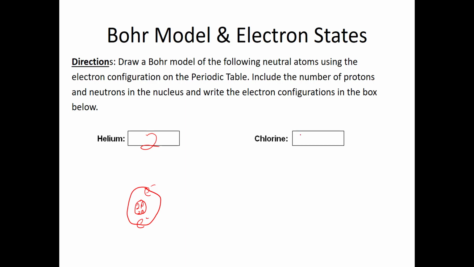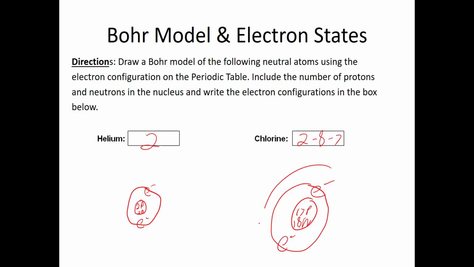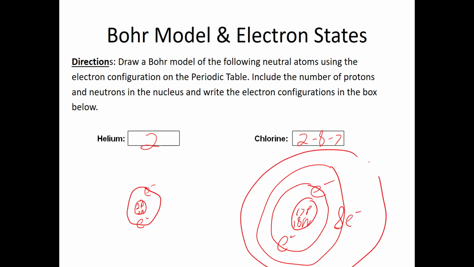Chlorine, we look at chlorine, we have a 2-8-7 electron configuration. We have a total of 17 protons. We have 18 neutrons. On the first principal energy level, we know we have 2 electrons. On the second, we're going to have 8 electrons. And on the third, we're going to have 7 electrons.